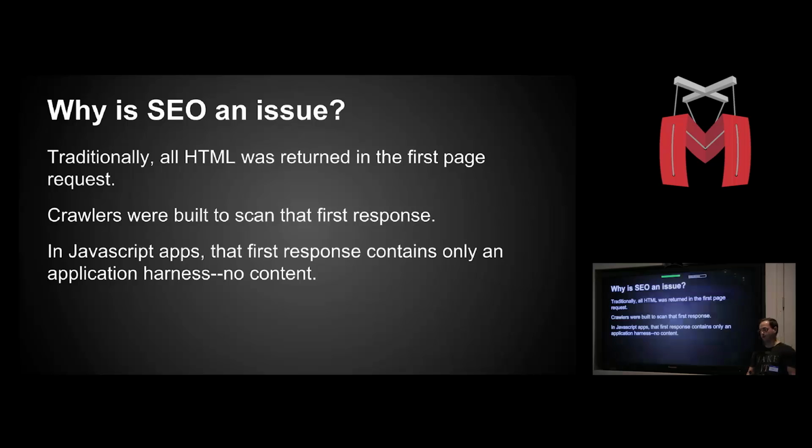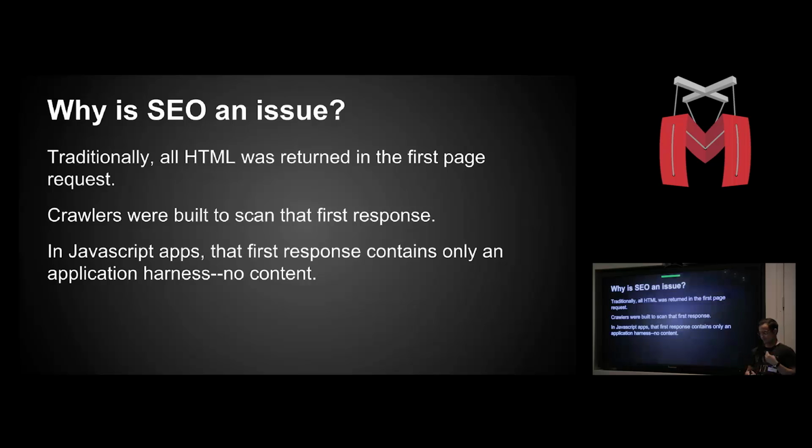Many of you probably have heard this before, but traditionally the web worked in that you requested a page from a server and you got back all the content at once as HTML. And crawlers, in the advent of search, were built to make that page request, parse that HTML, and index it. And crawlers today still do that. They still make one request to the server, and they'll index that first response.